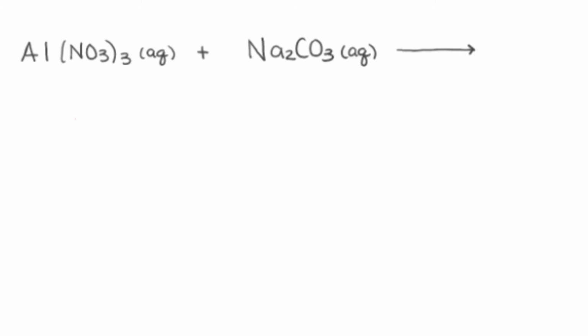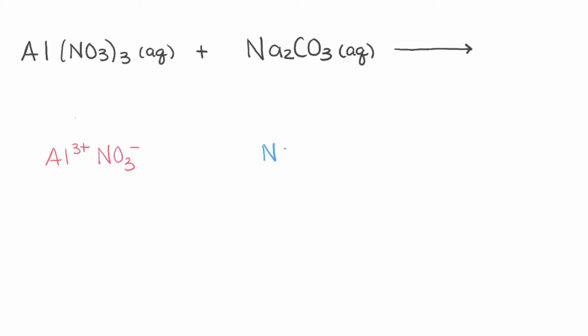We're given the reactants of aqueous aluminum nitrate and aqueous sodium carbonate. The first step is to write the ion pairs for the reactants. So for aluminum nitrate, our ions are Al3+ and NO3-. For sodium carbonate, our ions are Na+ and CO3 2-.